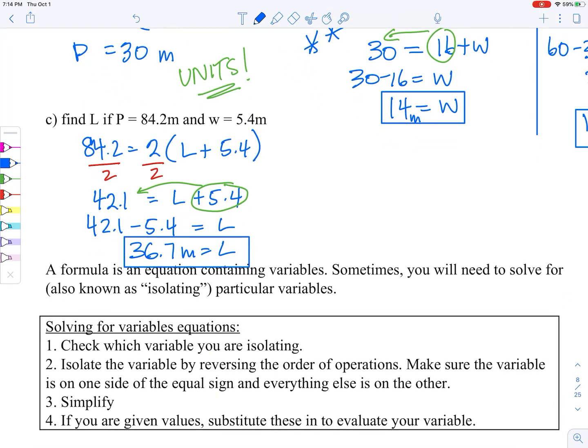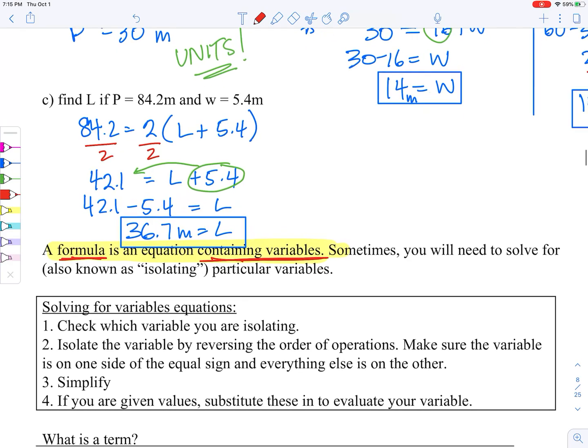We're going to move on to other types of formulas. And a formula is an equation that contains variables. So here's a new piece of terminology or vocabulary. A formula contains variables. And sometimes you're going to need to solve for or isolate a particular variable.